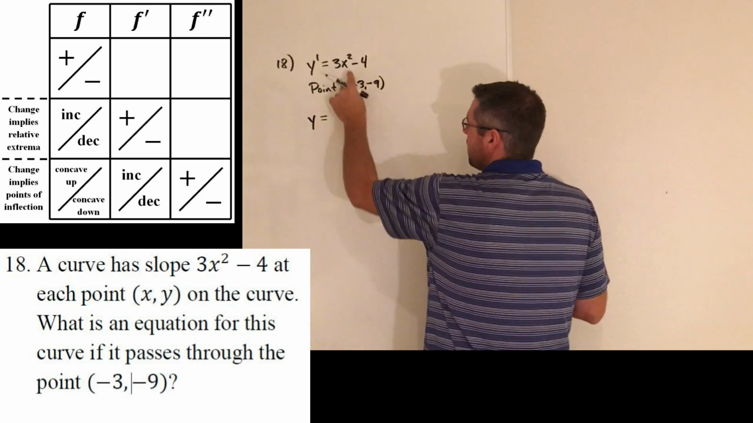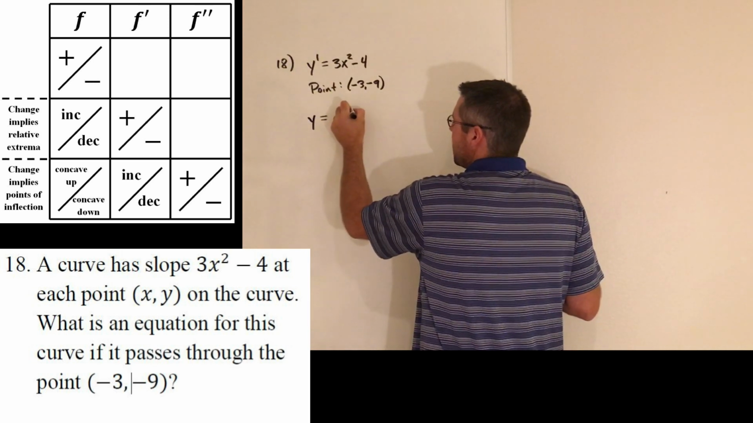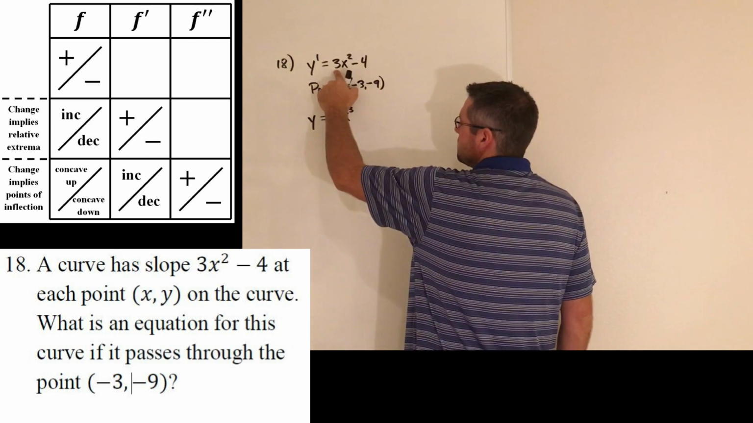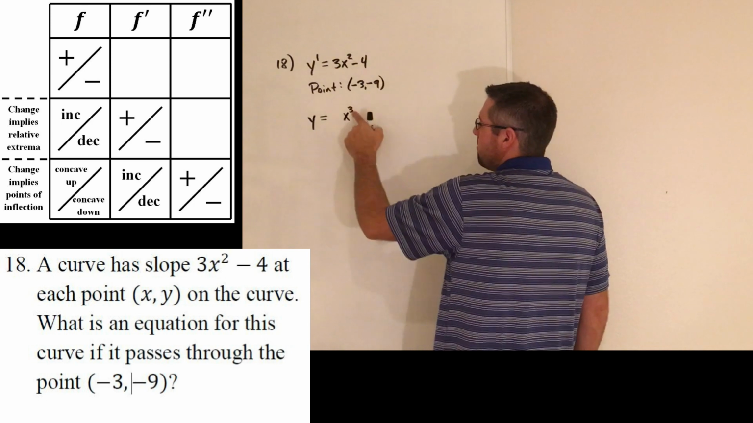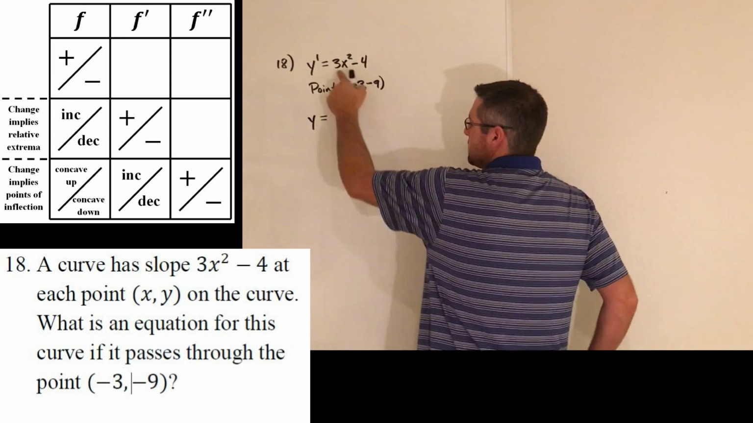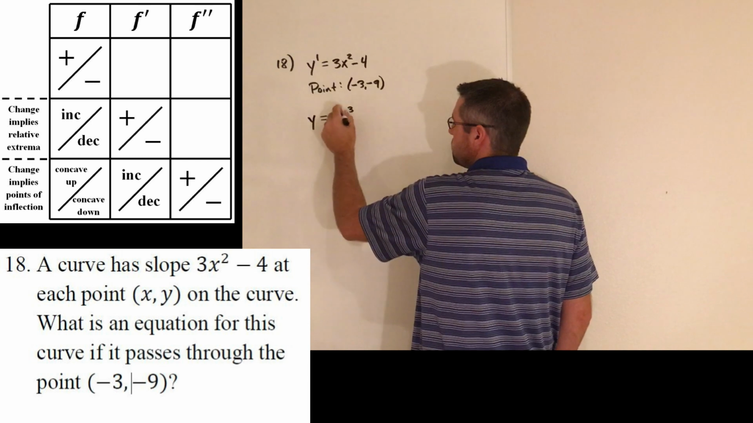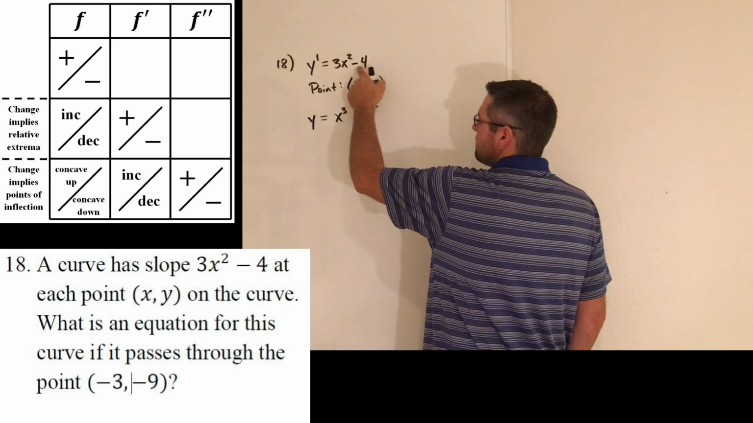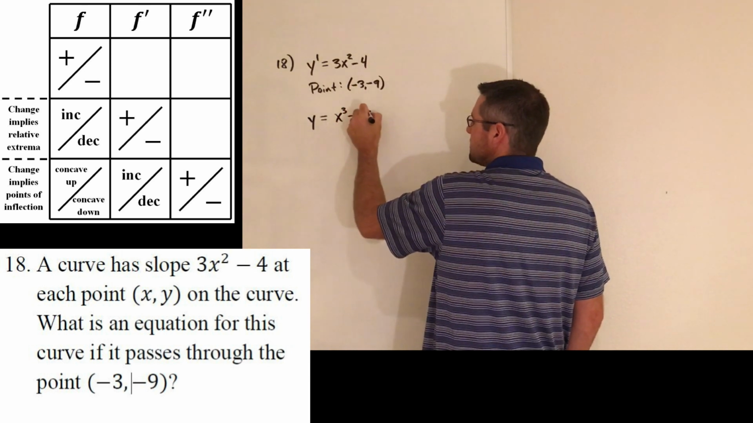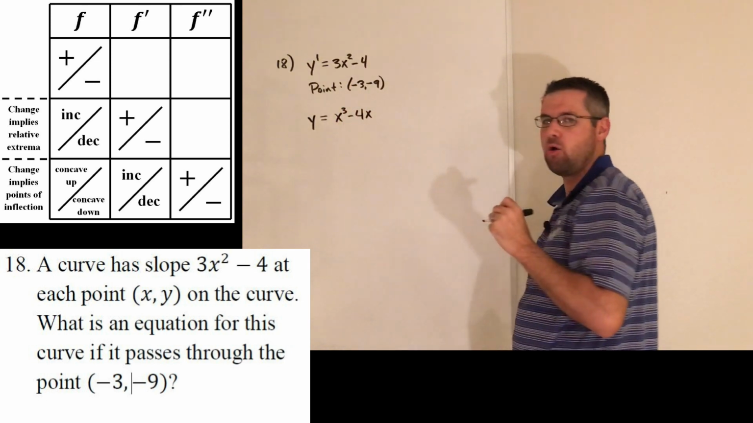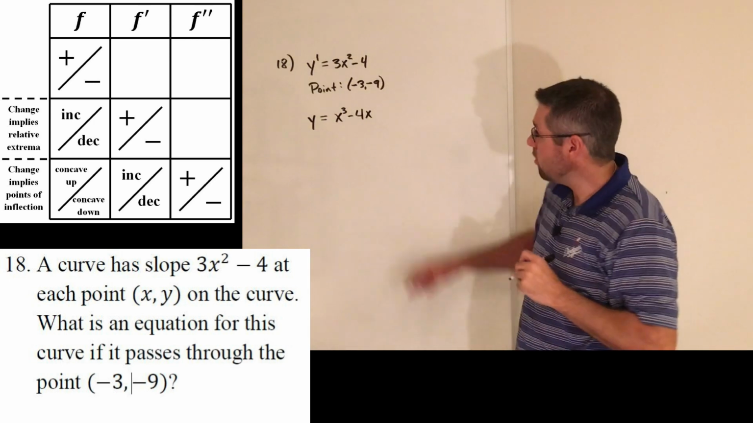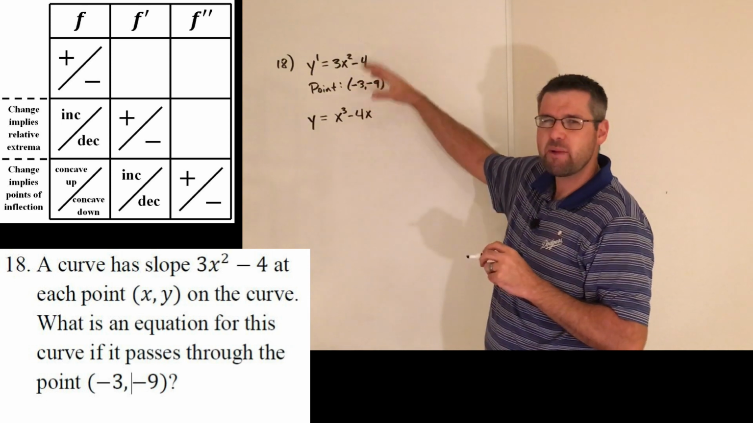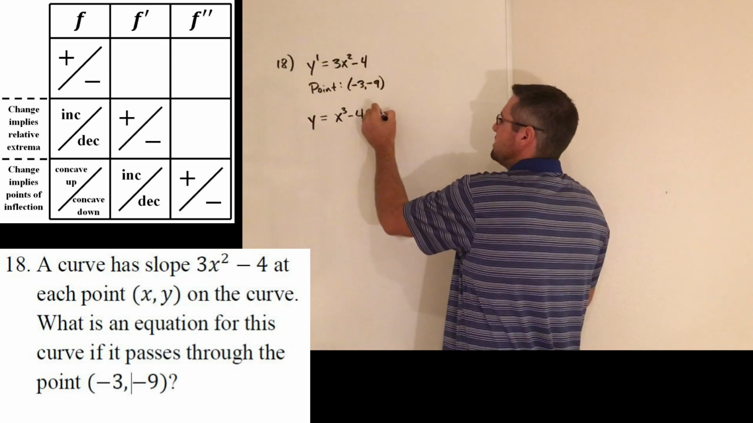So if I undo the power rule, I know that I need to add 1 to the exponent. So that's going to be x to the third. And then I have to take the coefficient and divide it by the new exponent. So I'd take 3 and divide it by 3, so the coefficient would be 1 here. So then this would just be x cubed. And then the antiderivative of -4 is -4x. And then remember that the antiderivatives of all derivatives differ by a constant. So I have to put a plus c here.